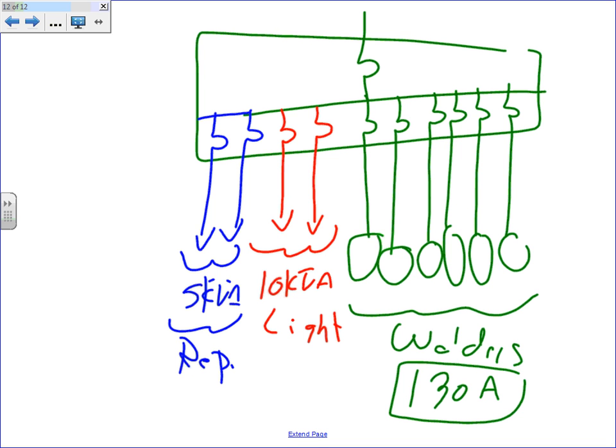Now we're going to size the panel. Very easy. I want to remind you guys, there's 130 amps here. Here's what you need to do. This is coming from example number 1. Let's make it example number 1 addition.